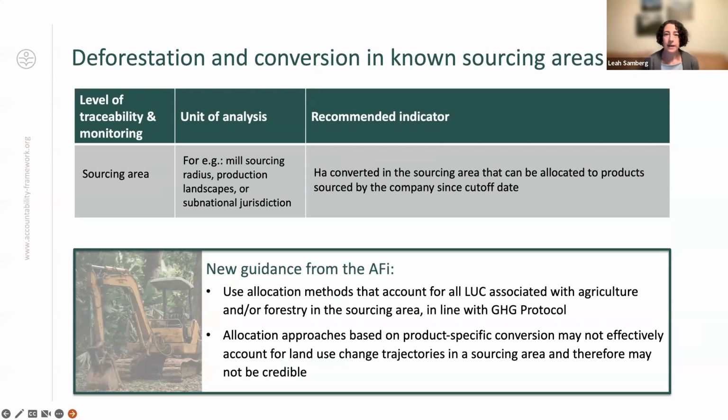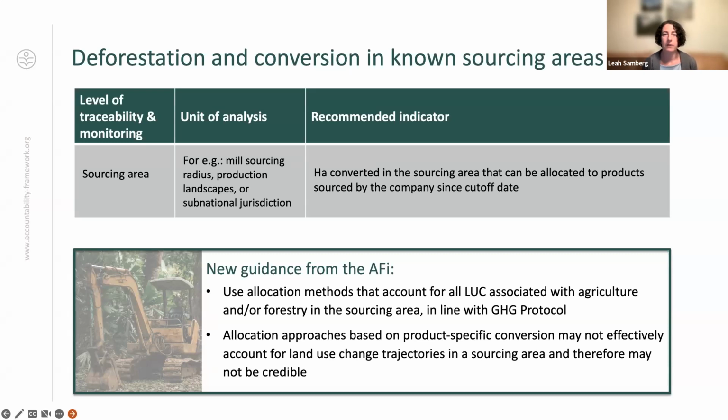Next, we provide more detail on when and how deforestation or conversion should be estimated at the level of a sourcing area, which can range from the source shed of a primary processing facility or small farms in a co-op or production landscape up to a subnational jurisdiction. Accounting for and reporting on hectares of deforestation and conversion associated with agricultural and forest commodities at the scale of a sourcing area might be appropriate in a couple of different instances. For example, when downstream companies don't yet have physical traceability to the production unit, they may need to set targets at this level while they improve their traceability.